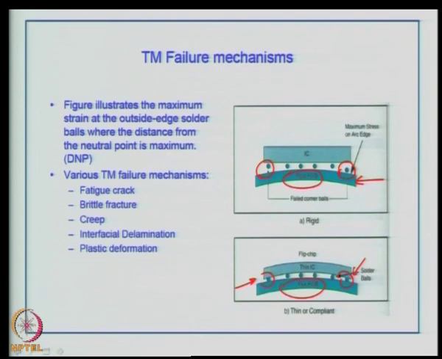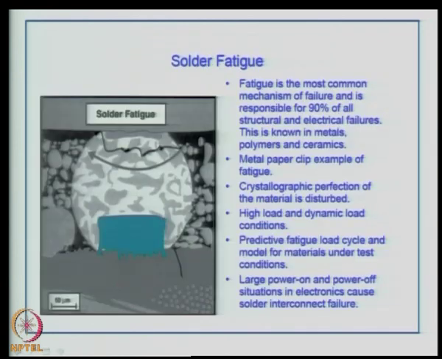So, why not use a flex PCB rather than a rigid PCB, or even in the case of a rigid PCB, why can't we use smaller thicknesses? The various failures that you can expect as a mechanical engineer can be fatigue crack, brittle fracture, creep, interfacial delamination, plastic deformation, that is from the substrate point of view. As a designer, you need to be aware of this.